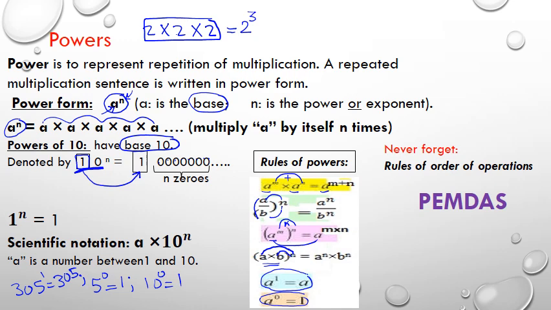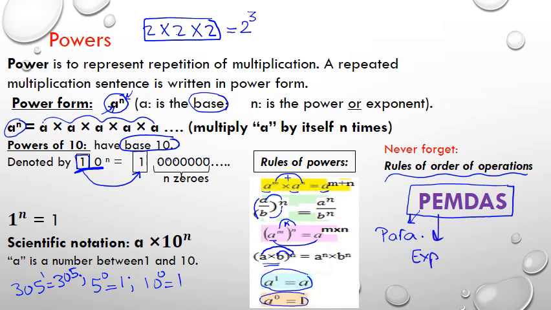These are very important rules of powers. They help you too much in calculation and to perform calculations. Don't forget, whenever you have powers in a numerical expression, we should apply rules of order of operations. The rules of order of operation are in this word, which is PEMDAS. As you can remember or will remember, P means parenthesis, E means exponent, M means we multiply, D means we divide, then A means we add, and S means we subtract.